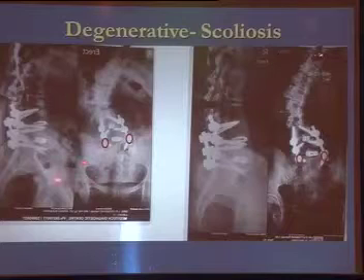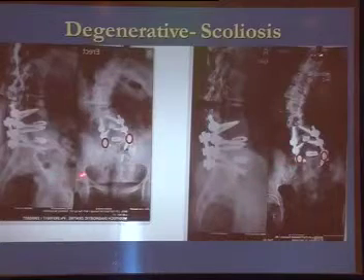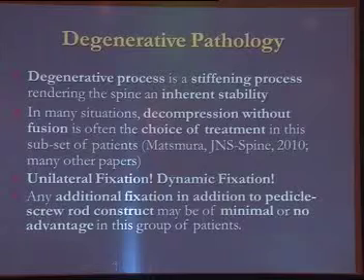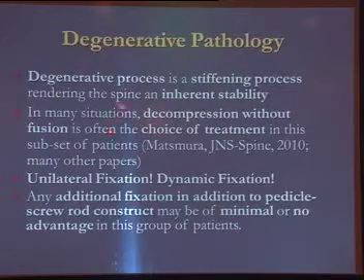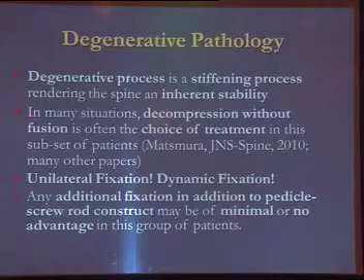Another very bad degenerative scoliosis. No change in rotation. This is after 2.5 years. The follow-up is 2.5 years. This is immediate post-op. This is 2.5 years. No change in rotation. Now, why does this happen? Why is there no need for crosslinks? Degenerative process is a stiffening process rendering the spine an inherent stability. In many situations, decompression without fusion is the choice of treatment in this subset of patients.